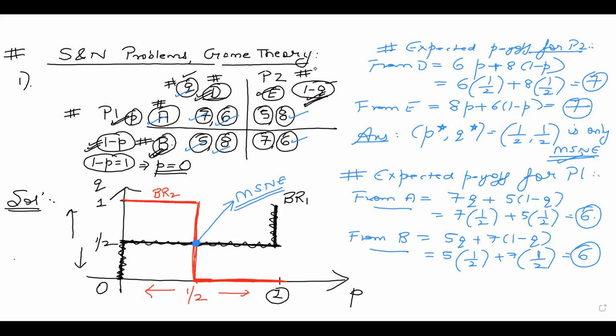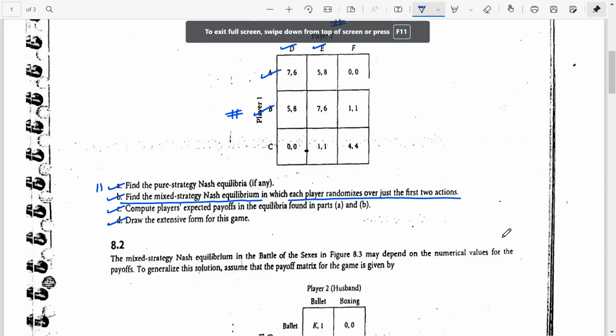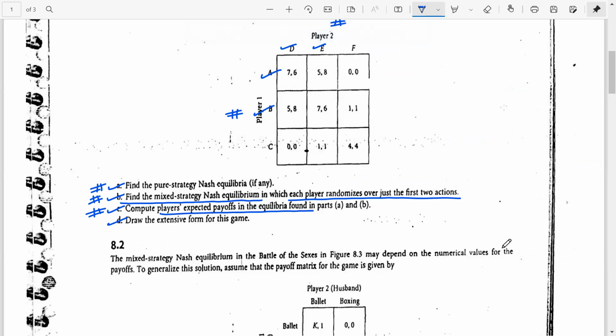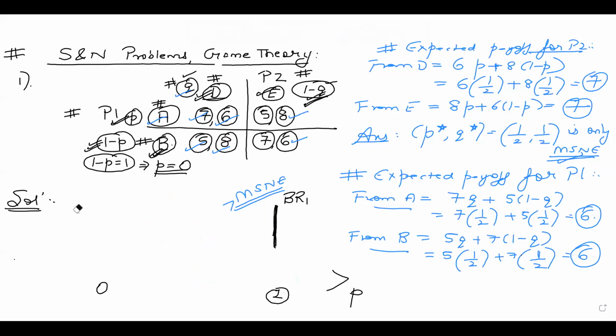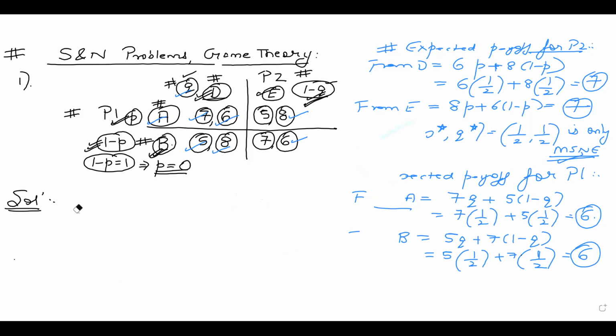Okay, so if I come back to the assignment, we have solved part A, we have solved part B, and we have found out the players' expected payoff in the equilibrium. Draw the extensive form for this game. Extensive form is nothing but the tree. We can draw the tree for this game. So I erase this particular part off, and we can draw the extensive form for this game also.